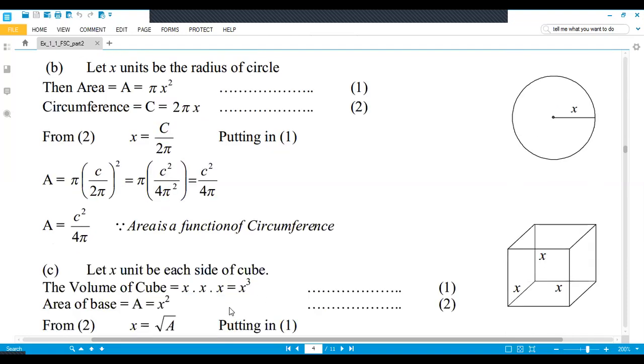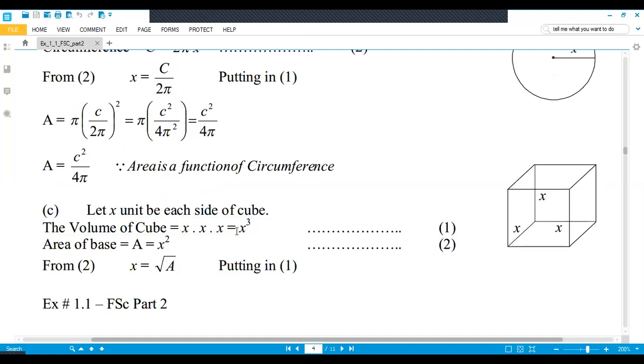In the third part, you have to find the volume of a cube as a function of the area of its base. Again, from the area of its base, we have to find the value of x and put it in the volume of a cube. You know that the volume of a cube is length multiply breadth multiply height. So x multiply x multiply x. All sides are equal in a cube. So x cube, L cube. This is the volume of a cube.